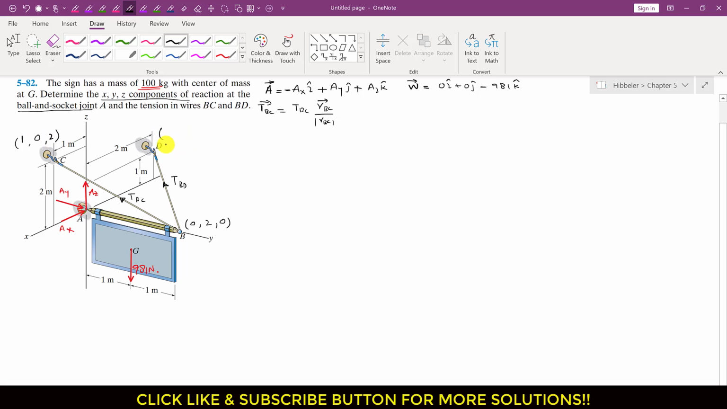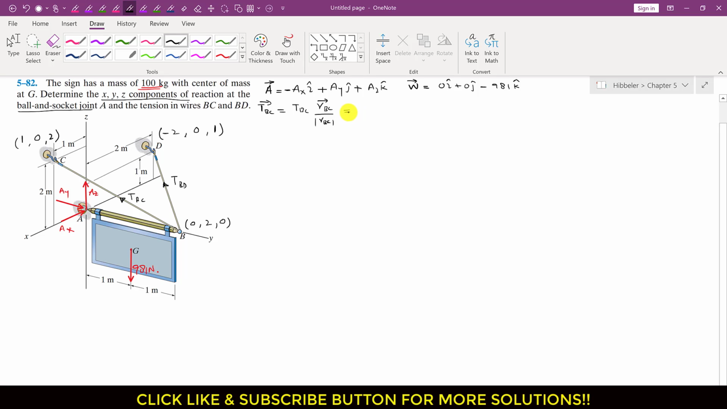Similarly, to find the coordinates of this point D, we need to travel 2 meters in the negative x, so I will write -2, then 1 meter in the positive z, and this D point is lying in the xz plane again, so the y coordinate will be 0. There is no need to travel in the y direction, right? So these are the coordinates of points A, B, C, D.